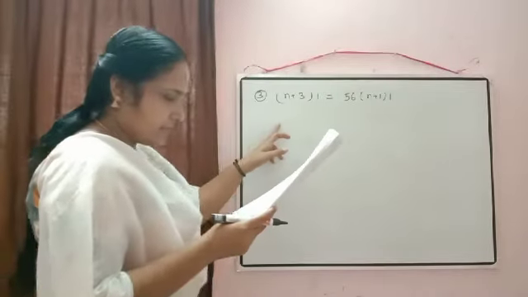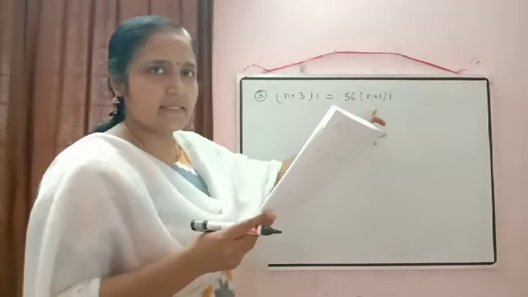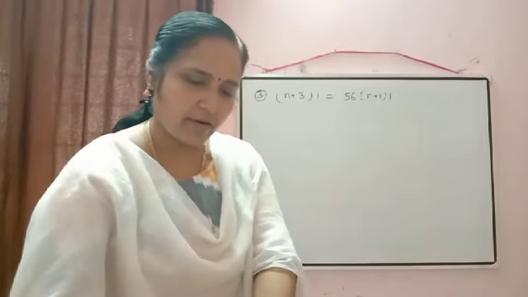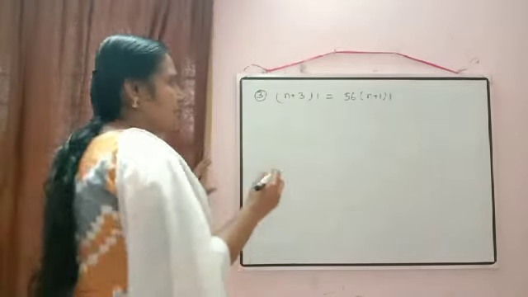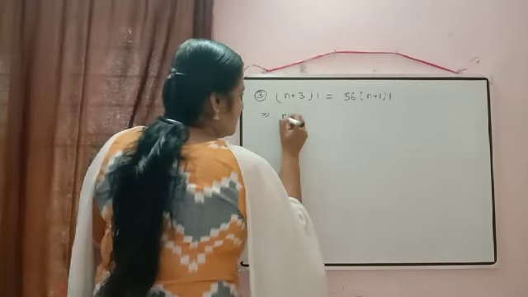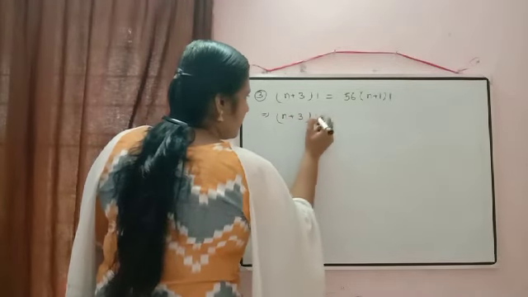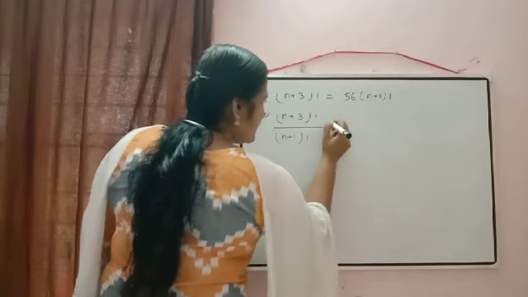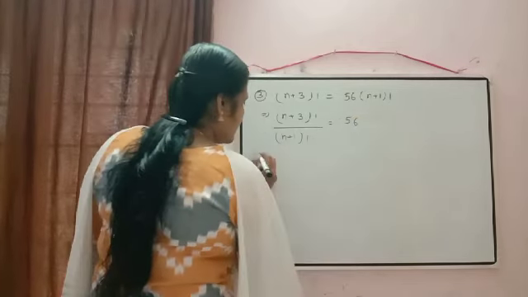n plus 3 factorial is equal to 56 into n plus 1 factorial. So again n plus 1 factorial will shift to the left hand side. Then it will be n plus 3 factorial by n plus 1 factorial is equal to 56.